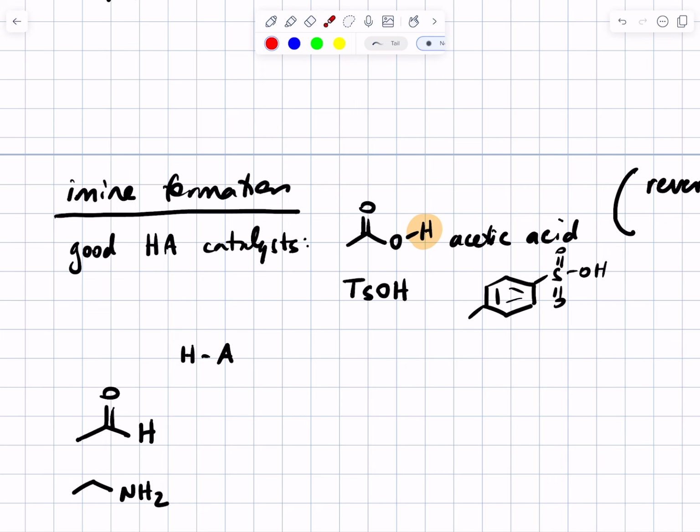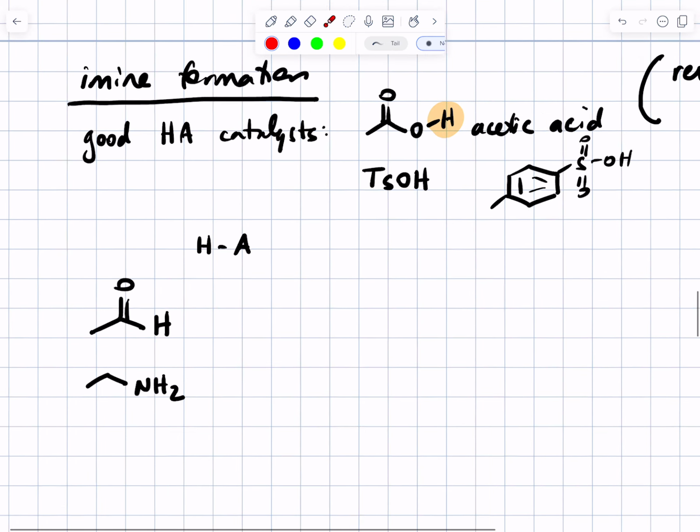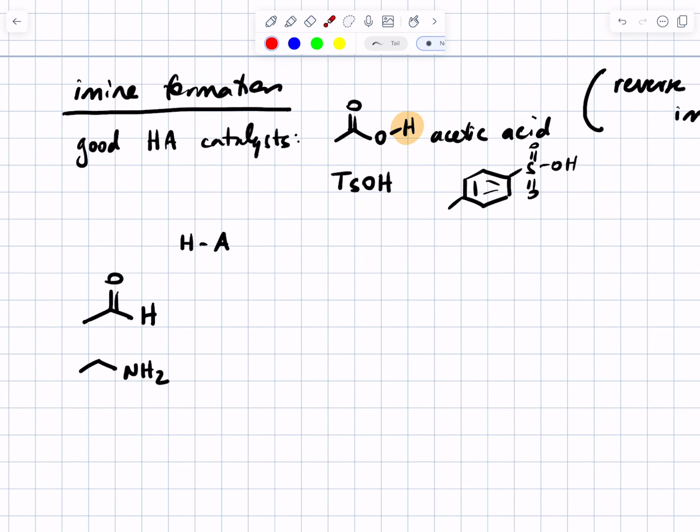Yep. Okay. So I will show you the mechanism for imine formation that's physically realistic, and then I'll explain how your text differs from that. We'll go with my mechanism because, hey, it's my class, right? I can do whatever I want.